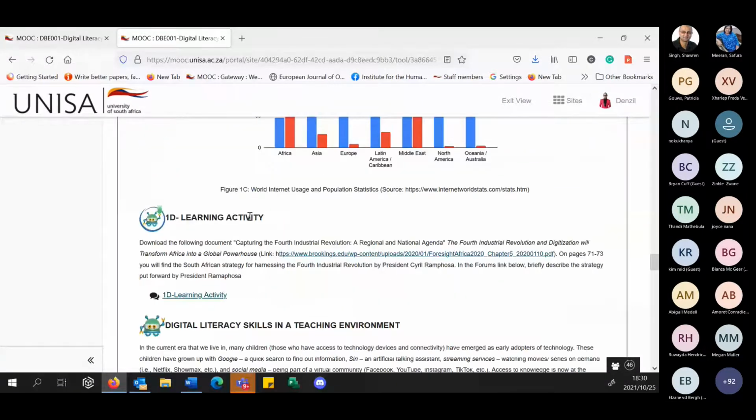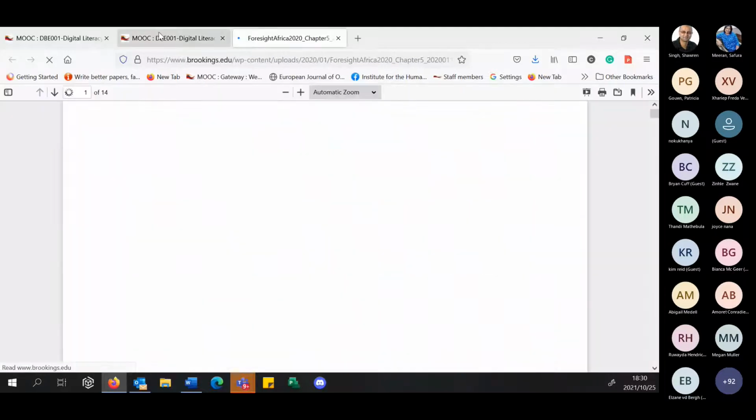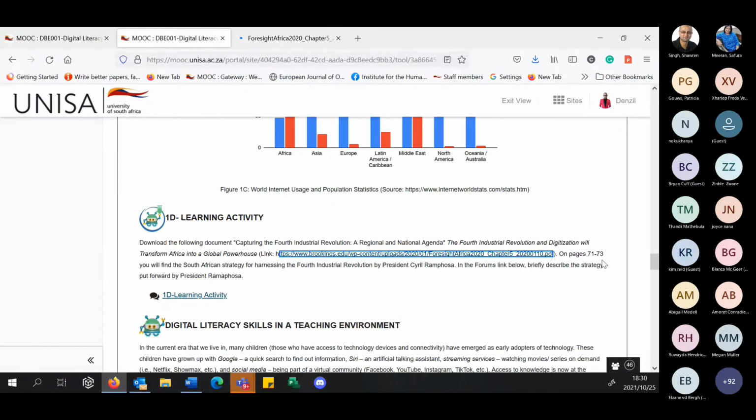Now, what I would like you to do here is download this document entitled Capturing the Fourth Industrial Revolution, a regional and national agenda, the fourth industrial revolution and digitalization that will transform Africa into a global house. And on pages 71 to 73, you will find the South African strategy for harnessing the fourth industrial revolution by President Cyril Ramaphosa. And in the forum link below, I want you to briefly describe the strategy put forward by President Ramaphosa.